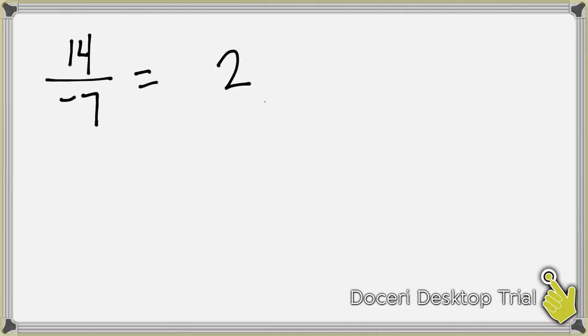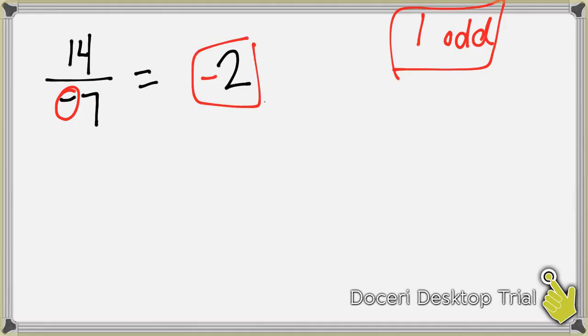And now we're going to go back and we're going to count our negative signs. Well, 14 is not negative. The 7 is. So there's one negative sign. The number 1 is odd. So when you have an odd number of negative signs, your answer is negative. So negative 2. All right.